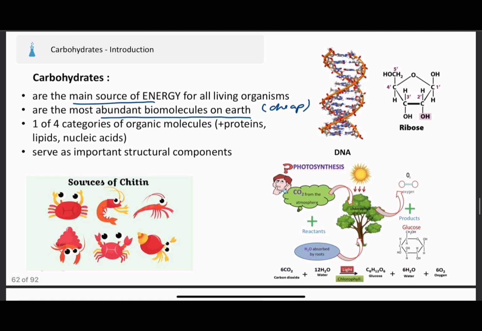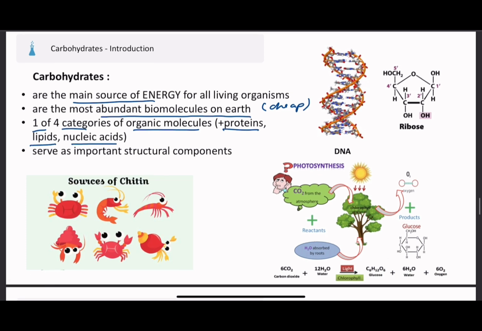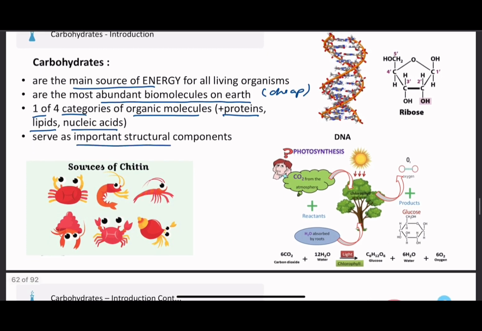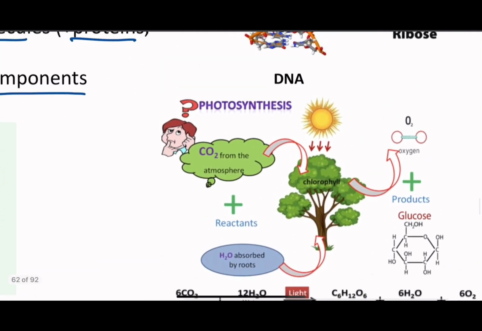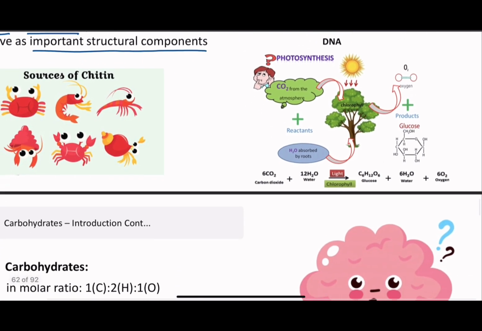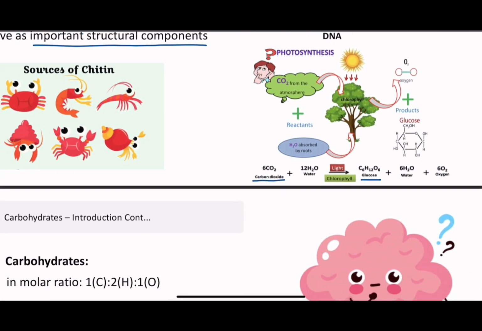And they are one of the four categories of organic molecules, with proteins, lipids, and nucleic acids being the other ones. We already did proteins and lipids. Now we're talking about carbohydrates. They serve as an important structural component. How? For example, in photosynthesis, if you remember, we were creating glucose from carbon dioxide and water using the energy of the sun. And this process, photosynthesis, gives us glucose. The glucose is actually a carbohydrate.